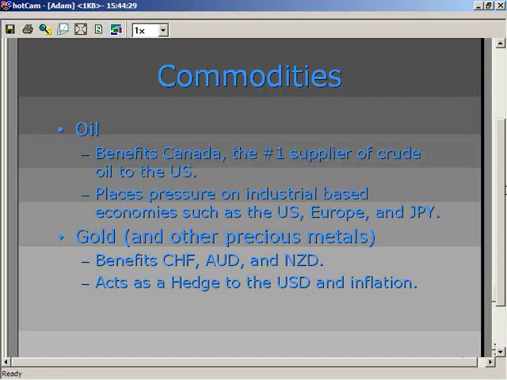It also benefits Australia and New Zealand. Now, guess where a lot of metals come from? Australia. It's actually one of the largest producers of gold and other metals, copper, silver as well.